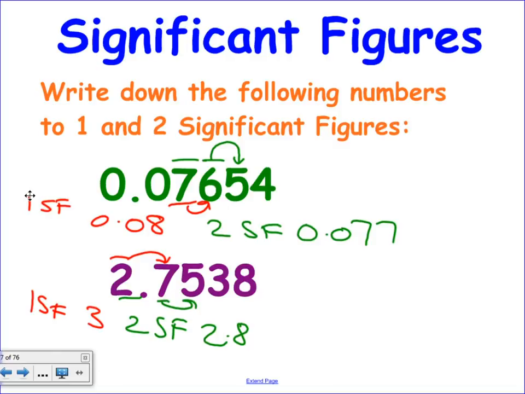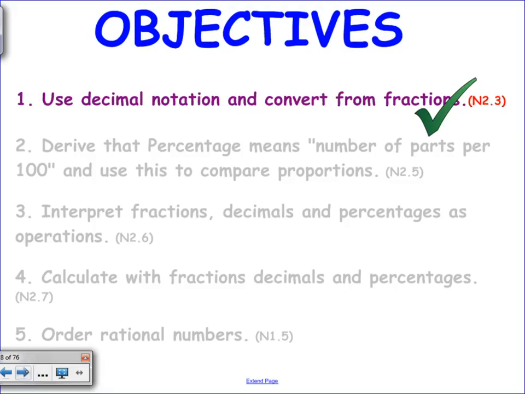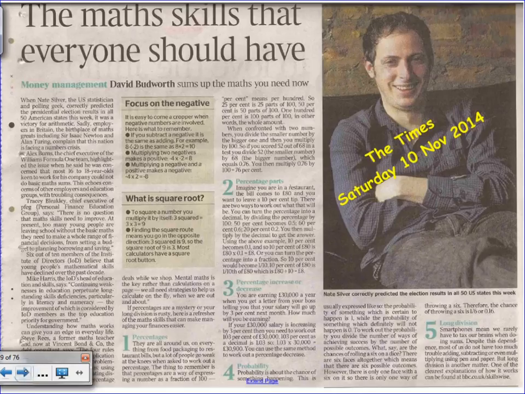So that's decimal places and significant figures with respect to decimals. And that's decimal notation and converting from fractions, which we did a bit of last week. What we're going to do next for 10-15 minutes is talk about percentages and compare them as proportions. Percentages are essentially the most important thing you need to know as an adult in the financial world.